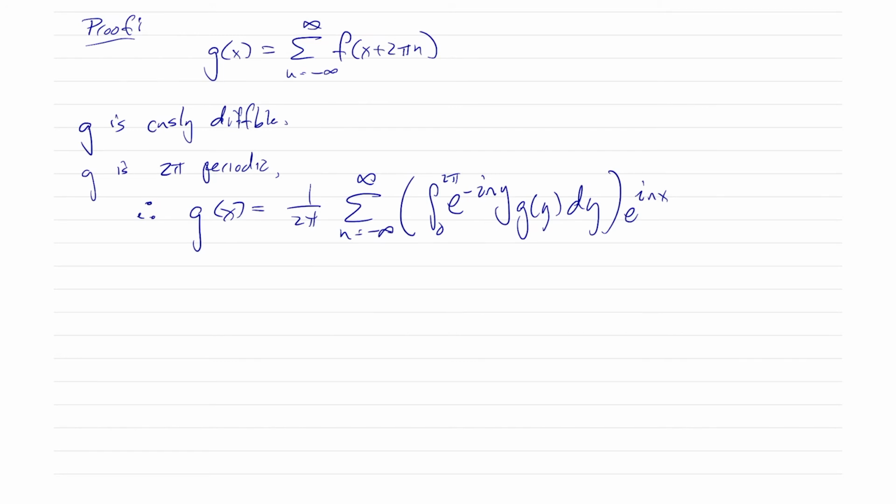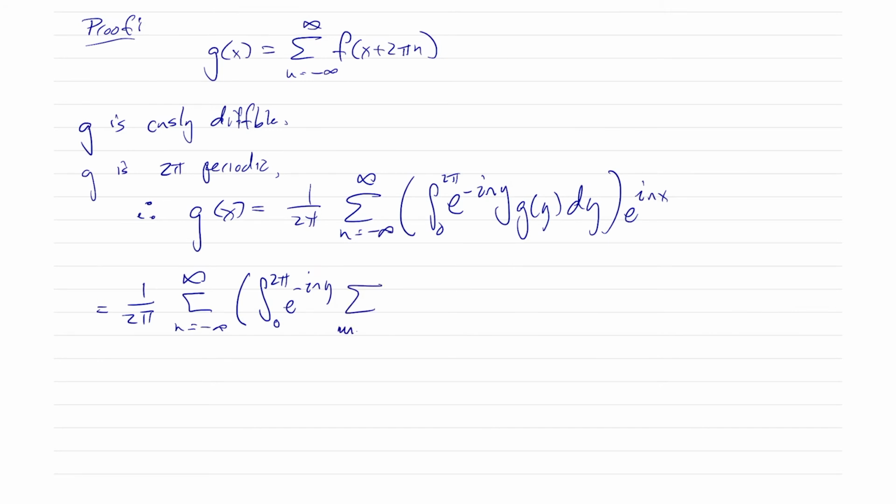So that's where the theorem stops, but it kind of leaves a lot up to the reader here. So what we can do is go ahead and expand out what g is, and that'll give us a little bit more intuition on what's going on here. So we have the 1 over 2 pi times the sum n equals negative infinity to infinity of the integral from 0 to 2 pi of e to the minus i n y, and then inside here we have the sum.